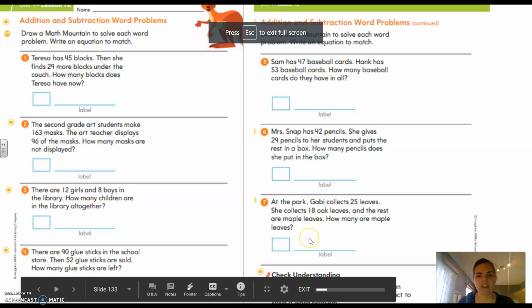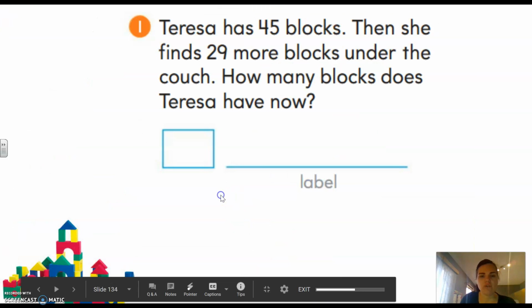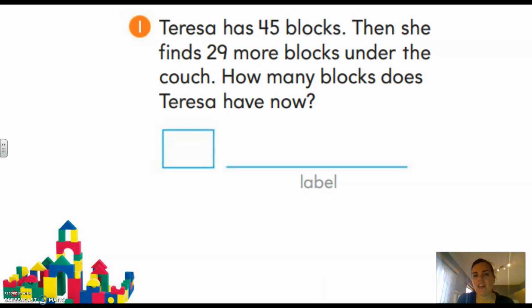So if you go and you find your math pages, they will look like this. Pages 235 and 236, you have 7 story problems to complete. The first one says, Teresa has 45 blocks. Then she finds 29 more blocks under the couch. How many blocks does Teresa have?